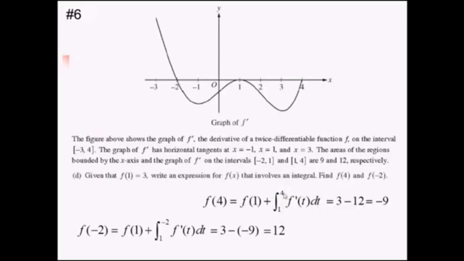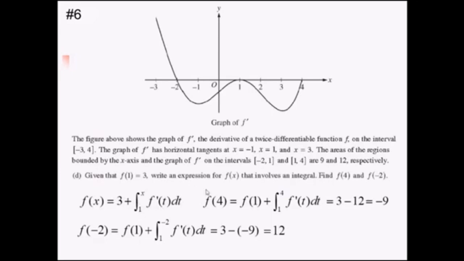But now what should I put up here for a variable? Well, I can't put t because I'm already using that inside the integral. I need one of those dummy variables up here. And since they want an expression for f of x, we're going to make that variable x. So altogether then, we've got f of x equals 3 plus the integral from 1 to x of f prime of t dt.